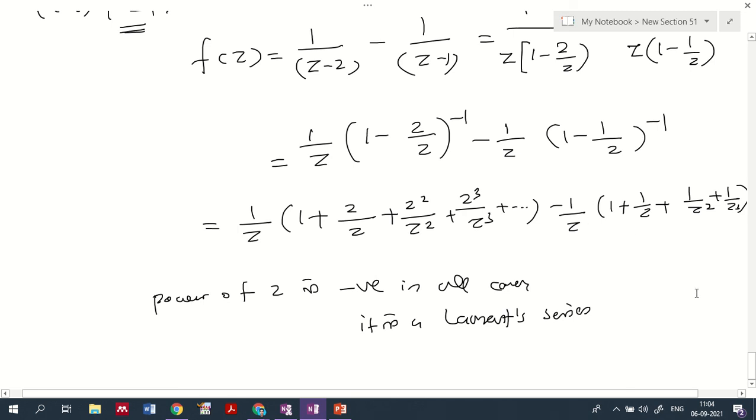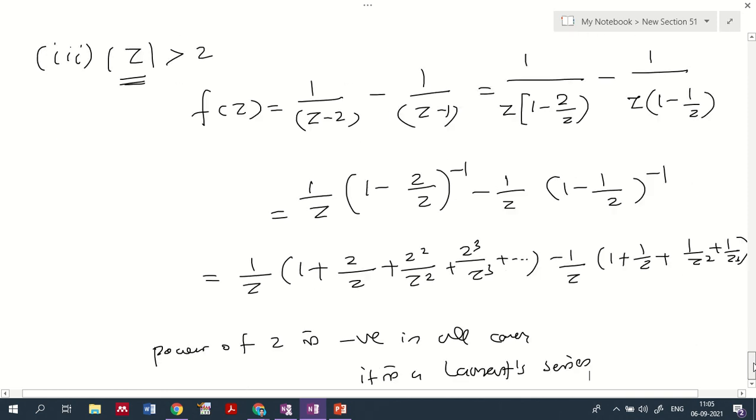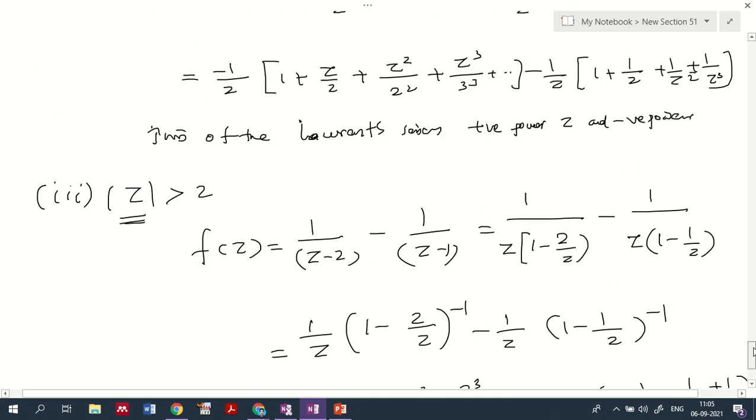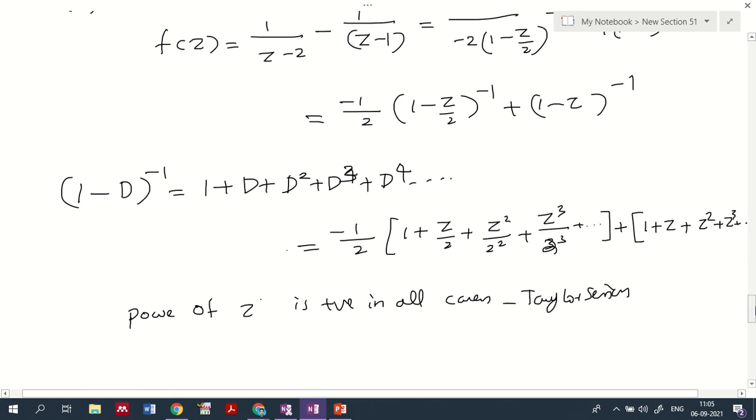Just check the power of z. If the powers are a mix of positive and negative values, then it will be a Laurent series. And if the powers are completely negative also, you have to treat it as a Laurent series. And if the powers are all positive, then you will be having a Taylor series.